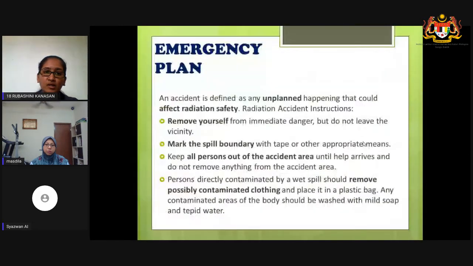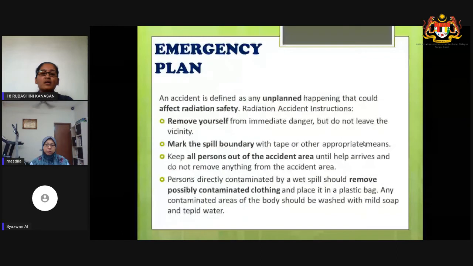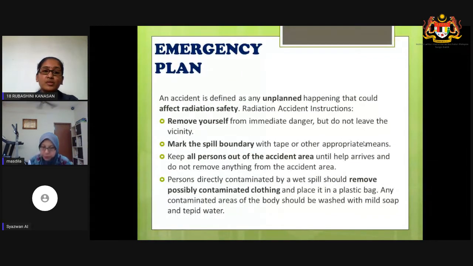Okay, for the emergency plan, an emergency is any unplanned happening that could affect radiation safety. There will be some instructions. For example, remove yourself from immediate danger but do not leave the vicinity. We should mark the spill boundary with tape or other appropriate means. Keep all persons out of the accident area until help arrives, and do not remove anything from the accident area.